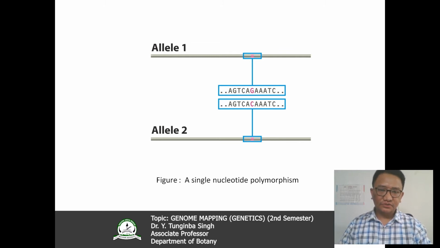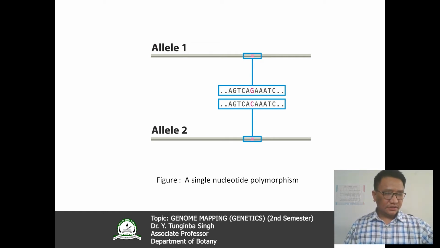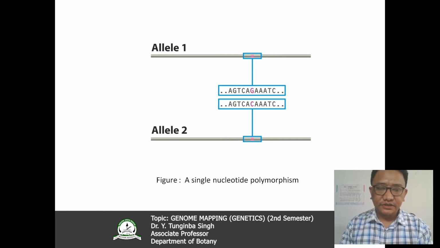This has been used to study genetic mapping. Now, one of the most important factors in genetic mapping is the frequency of recombination. So recombination frequency is very important. This is the basis for genetic mapping.